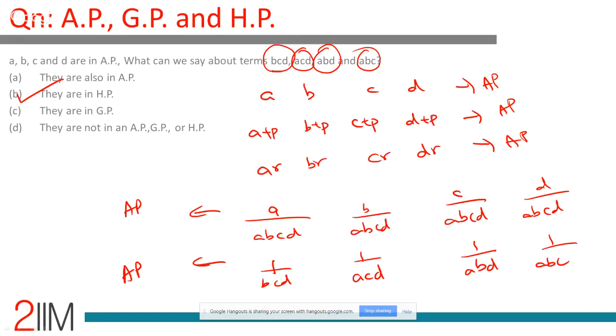And so, if you're looking at BCD, ACD, ABD, and ABC, these are numbers that, from ABCD, miss A, B, C, and D. So we need to introduce ABCD somewhere to get to this. You need to have an ABCD out of each of these. That means if you divide the first sequence by ABCD, you get 1 by BCD, 1 by ACD, 1 by ABD, 1 by ABC. Those four are in AP. That means BCD, ACD, ABD, and ABC, these four are in HP.